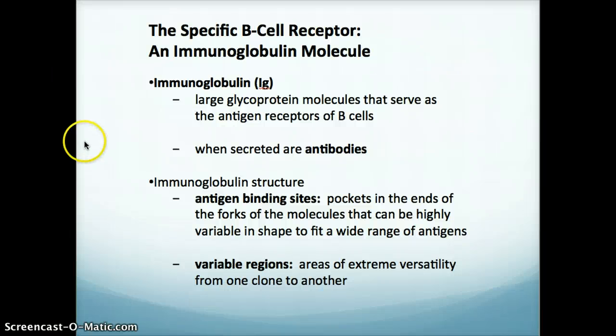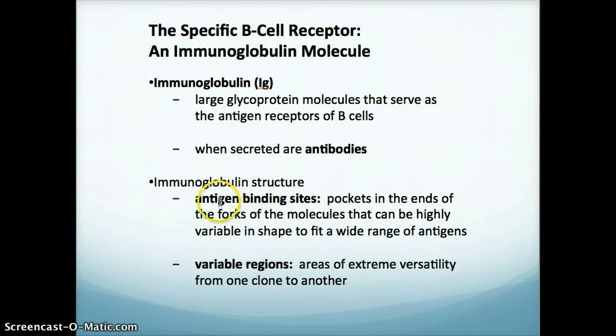So when we talk about the B cell receptor, that is actually the immunoglobulin molecule. That's the actual receptor for the antigen. It's a large glycoprotein molecule, and when it's secreted, it is an antibody.